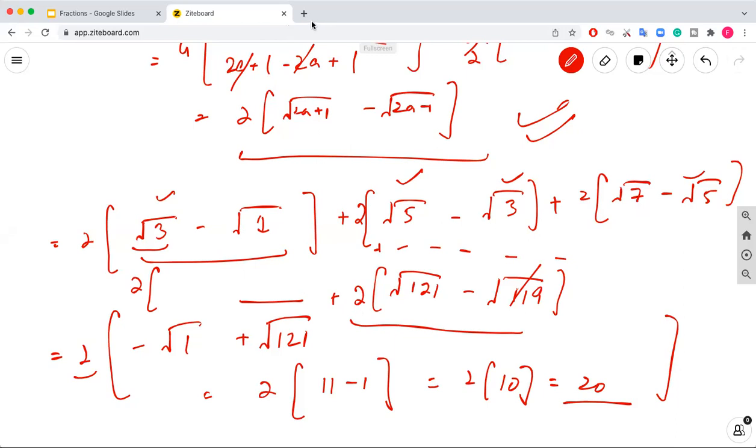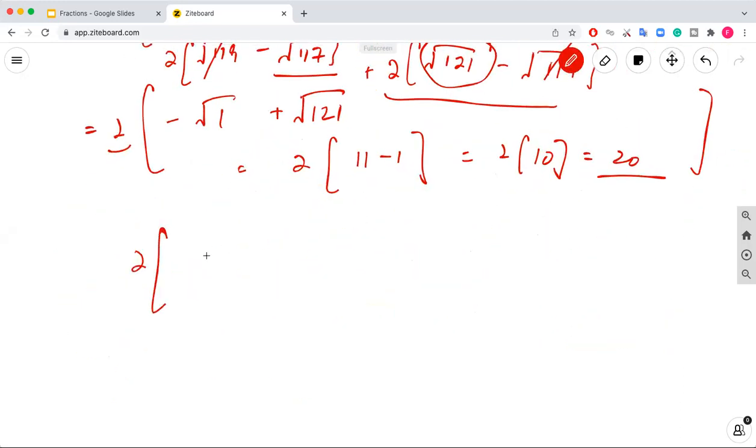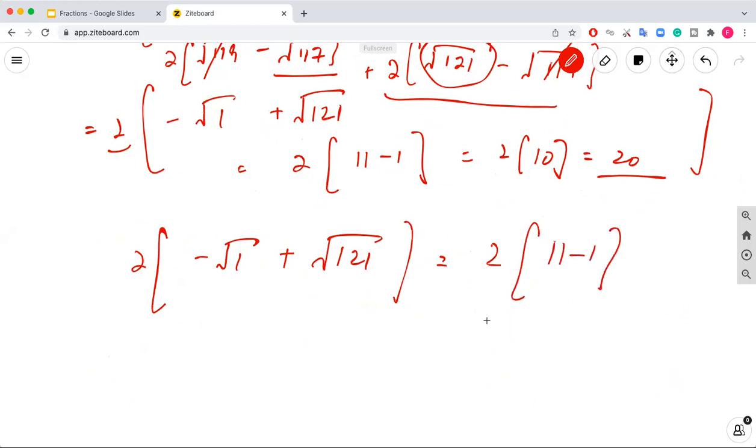I'm asking, if I take a equal to 59, what will be the value for that according to this? Times root 119 minus root 119 minus 1, minus 117, right? So this will cancel out, and in the end we will be left with square root 1 and 121. As we already took 2 as common, this will be minus square root 1 plus square root 121, which is 2 into 11 minus 1, and the result is 20. Thank you, sir. I got it.